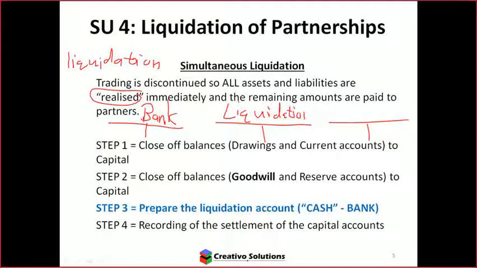Okay, because you're selling everything. And who owns the business? The owners. The partners. And what accounts represent their worth? Capital. So you'll still have capital. You'll have liquidation for everything. And when I say everything, I mean everything. Literally anything that you have in the question, you're going to put in the liquidation account.